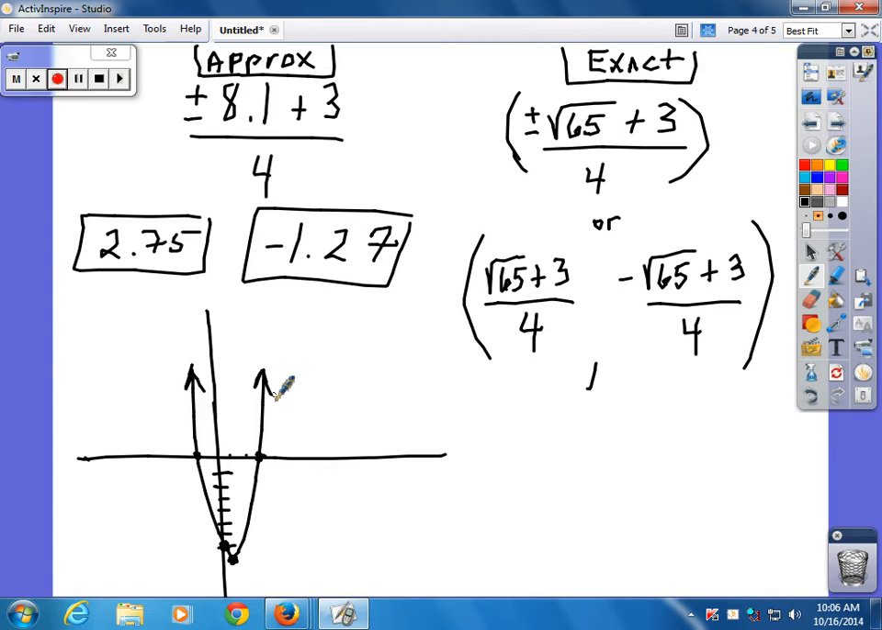Okay, now I'm going to move to 3.4 today. I'm not going to do 3.3 because 3.4 to me is more important. And that's where we make a quadratic out of 3 points. So I'm going to put 3 points on the board.